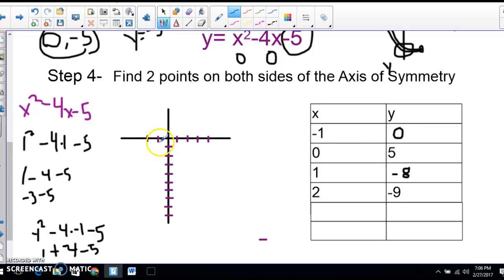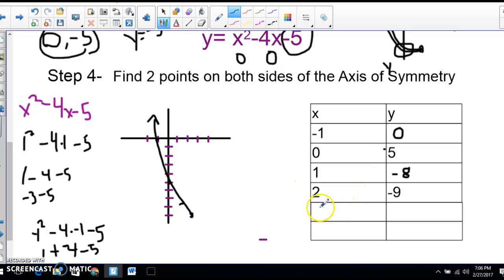And so we can plot these. We go negative 1, 0. We go to 0, 5. No, I'm sorry, that should be 0, negative 5. Sorry. 1, 2, 3, 4, 5. We plug that in. We go to 1, negative 8. And then we go to 2, negative 9. And we get part of our parabola. Now that's part of it.